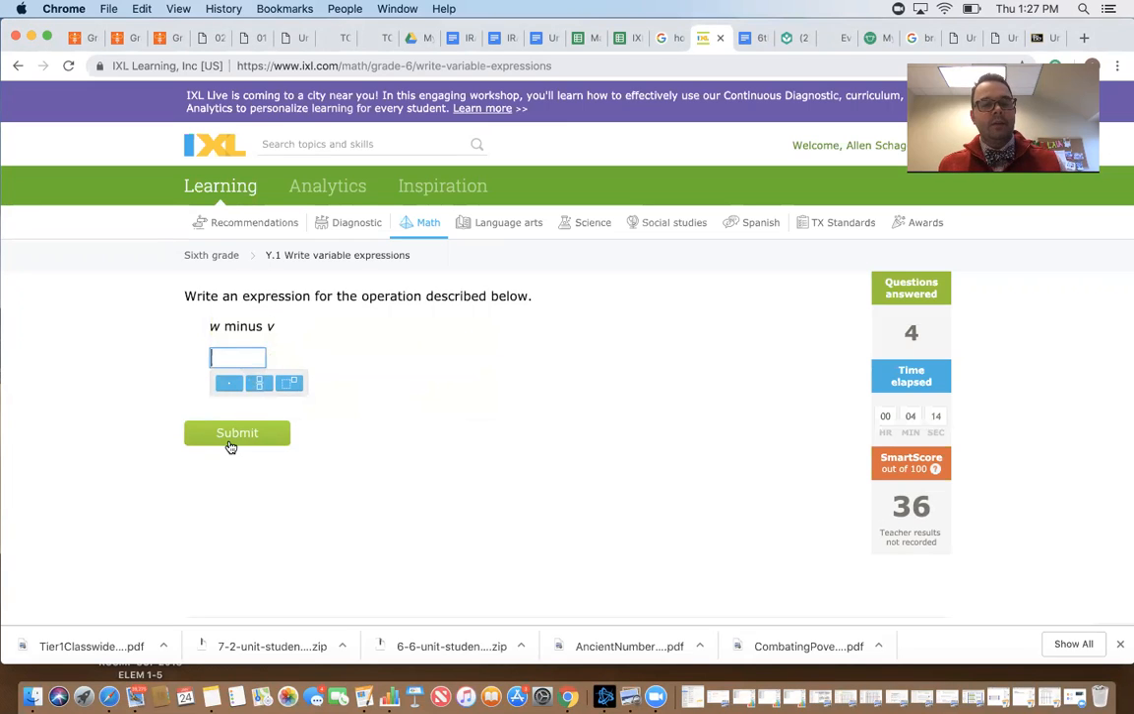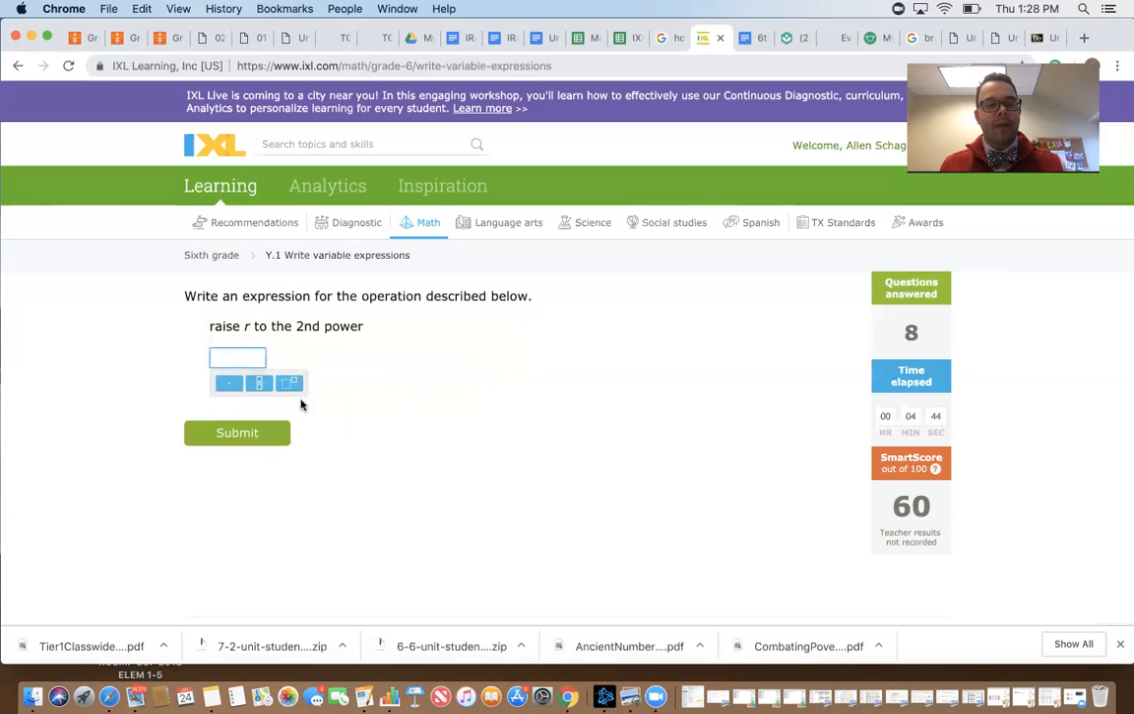W minus v, so we're just going to take w minus v. Divide 4 by t, so take 4, option, question mark, t. It says q increased by r, that means q plus r. Increase means add. Multiply 9 by q, we're going to do 9 times q.